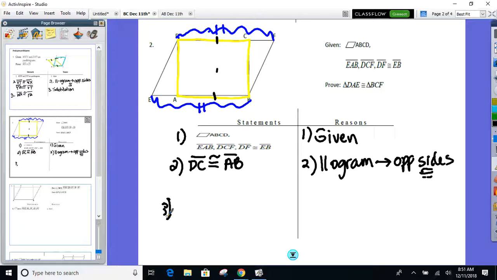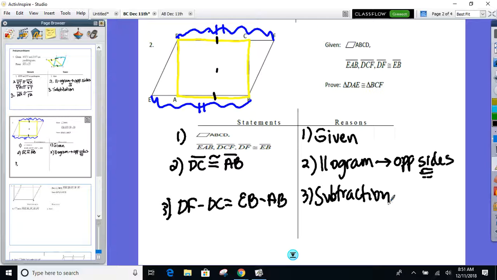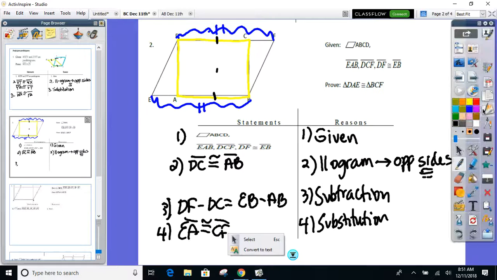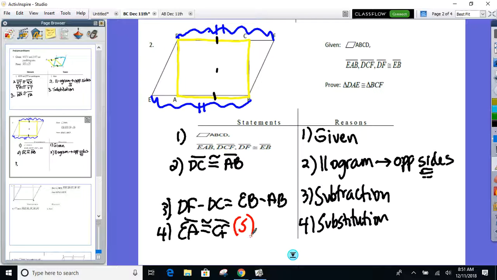So we have DF minus DC is equal to EB minus AB. Subtraction. Nothing's changing here. What comes after subtraction? Substitution to say those sides are equal. And those sides we're talking about are EA congruent to CF. And that gives us a pair of sides. Nice. Got a pair of sides down.